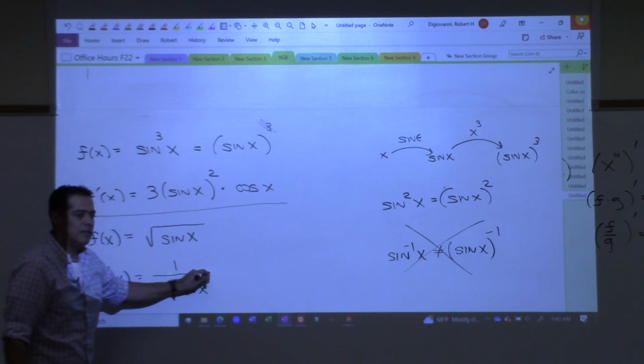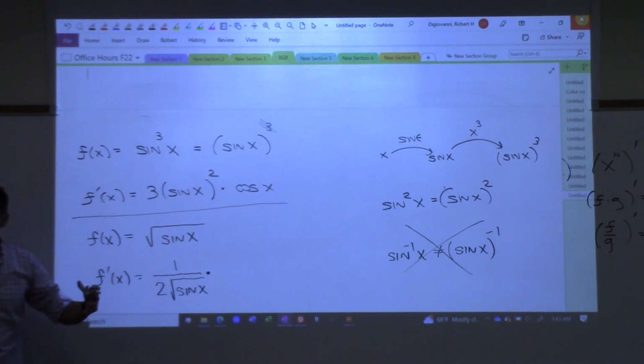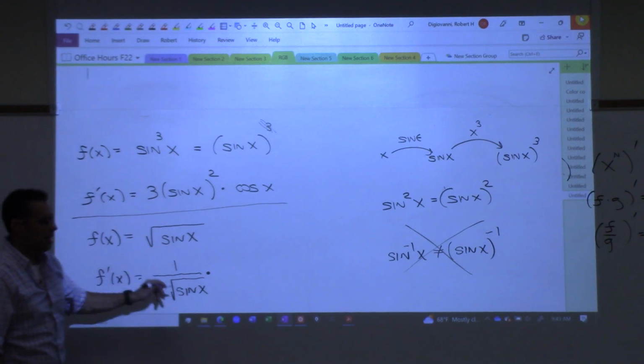Times, we're not done. Now we've done the outer, right? So now go to the inner function, which was my cool glasses, and you can differentiate that now. Which is what? Cosine x, and that goes right here.